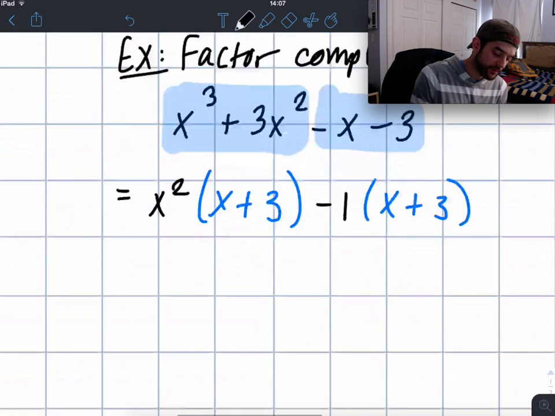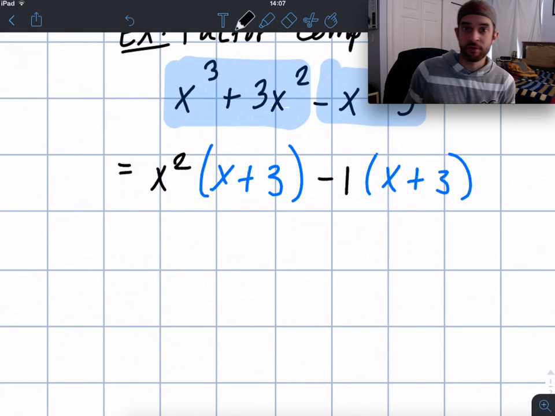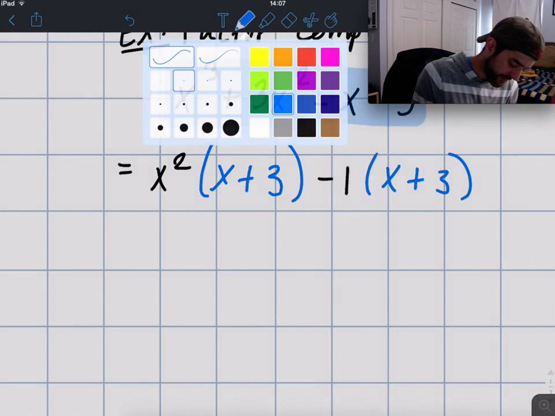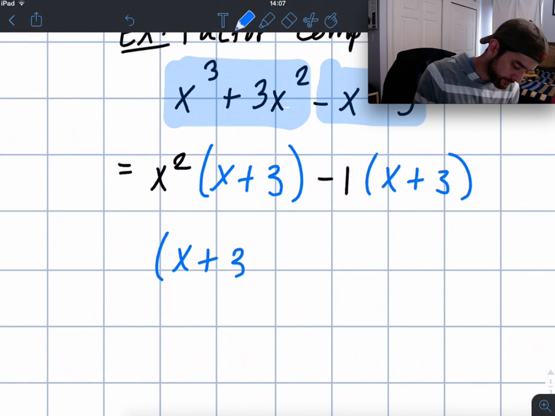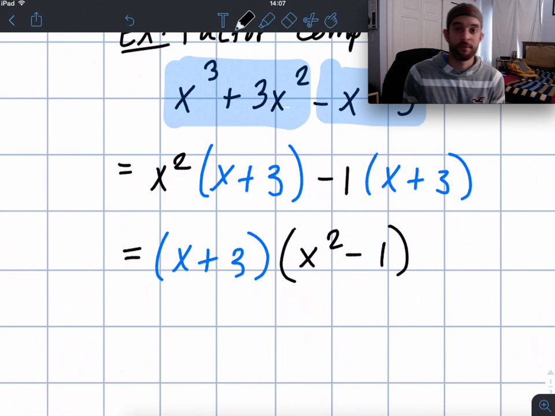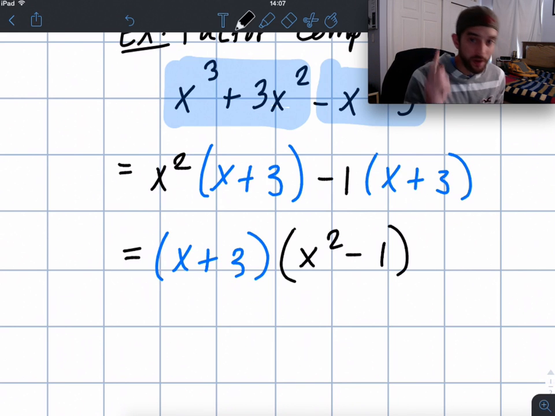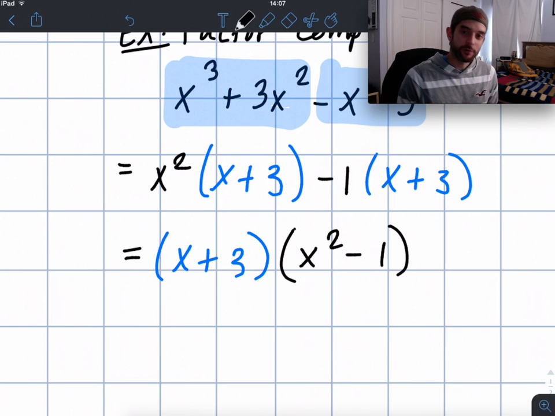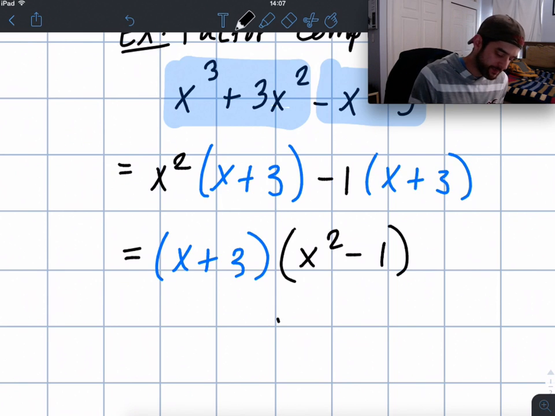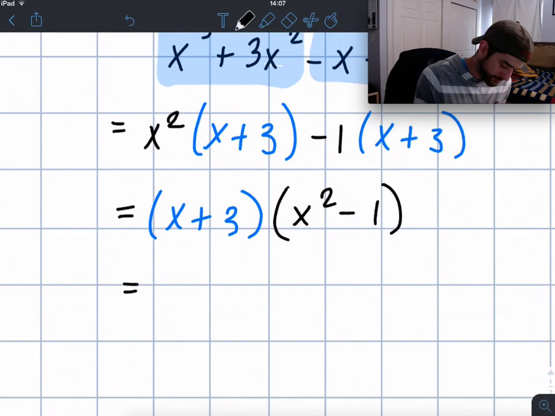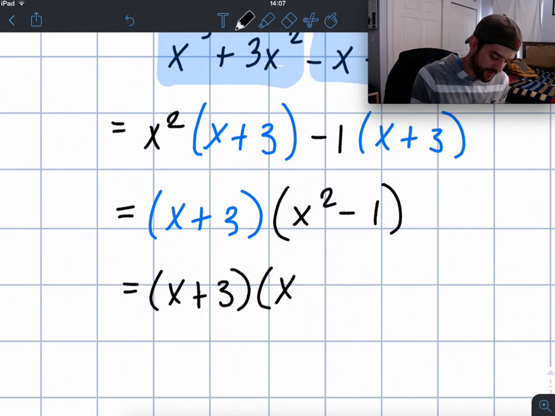And I have x plus 3. And as before, if I look at the two terms I have left, x squared times x plus 3 minus 1 times x plus 3, I'm going to factor out the x plus 3, and I have x squared minus 1 left over. And I factor out that common factor, the blue factor in this case. But we're not done yet, because if you look at what we have left, x plus 3 can't be factored anymore, but x squared minus 1, that's a difference of two squares. So x squared minus 1 can be factored into x plus 1 times x minus 1.